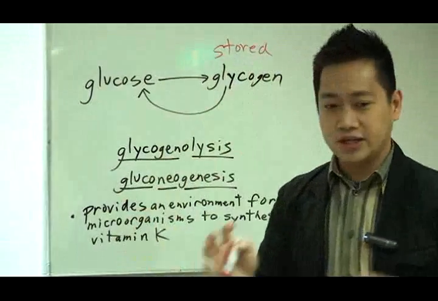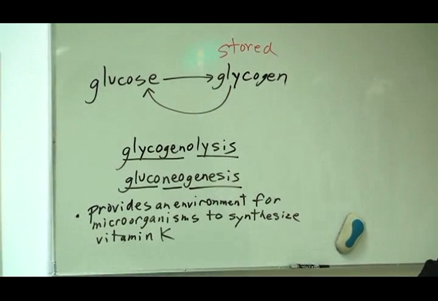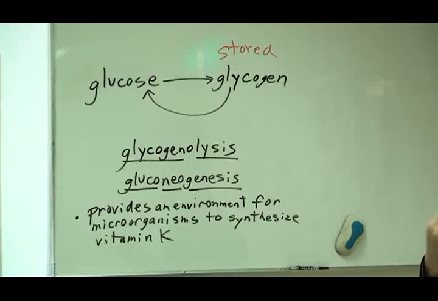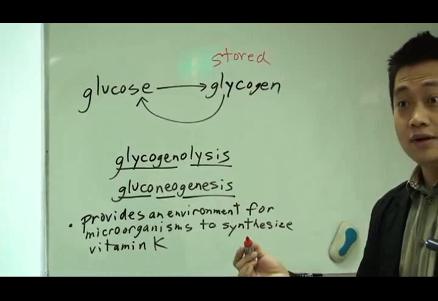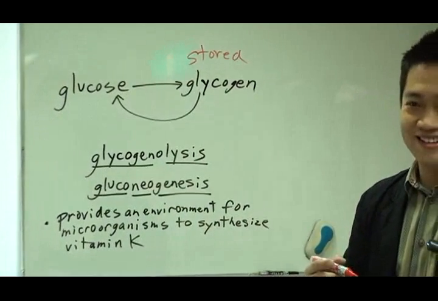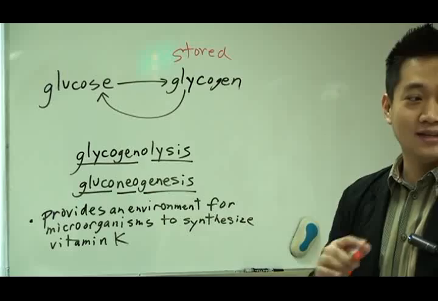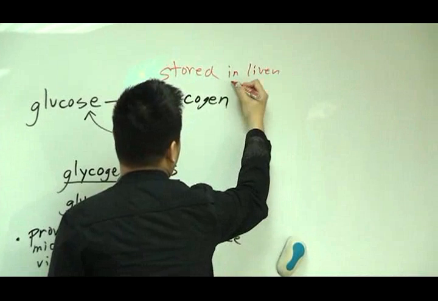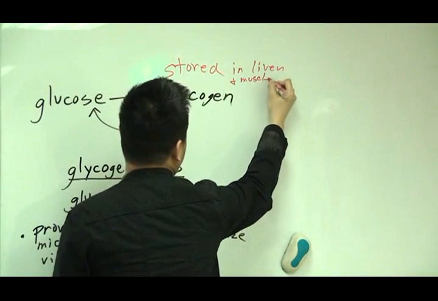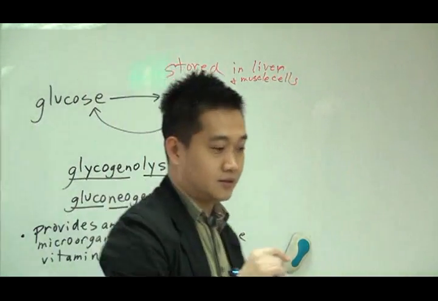When you keep the glucose inside the body, we don't call it glucose, we call it glycogen. Where do you keep your glucose in the body if you eat too much? Not pancreas. Where? Liver, and where else? Muscle cells. So glycogen is stored in the liver and your muscle cells.